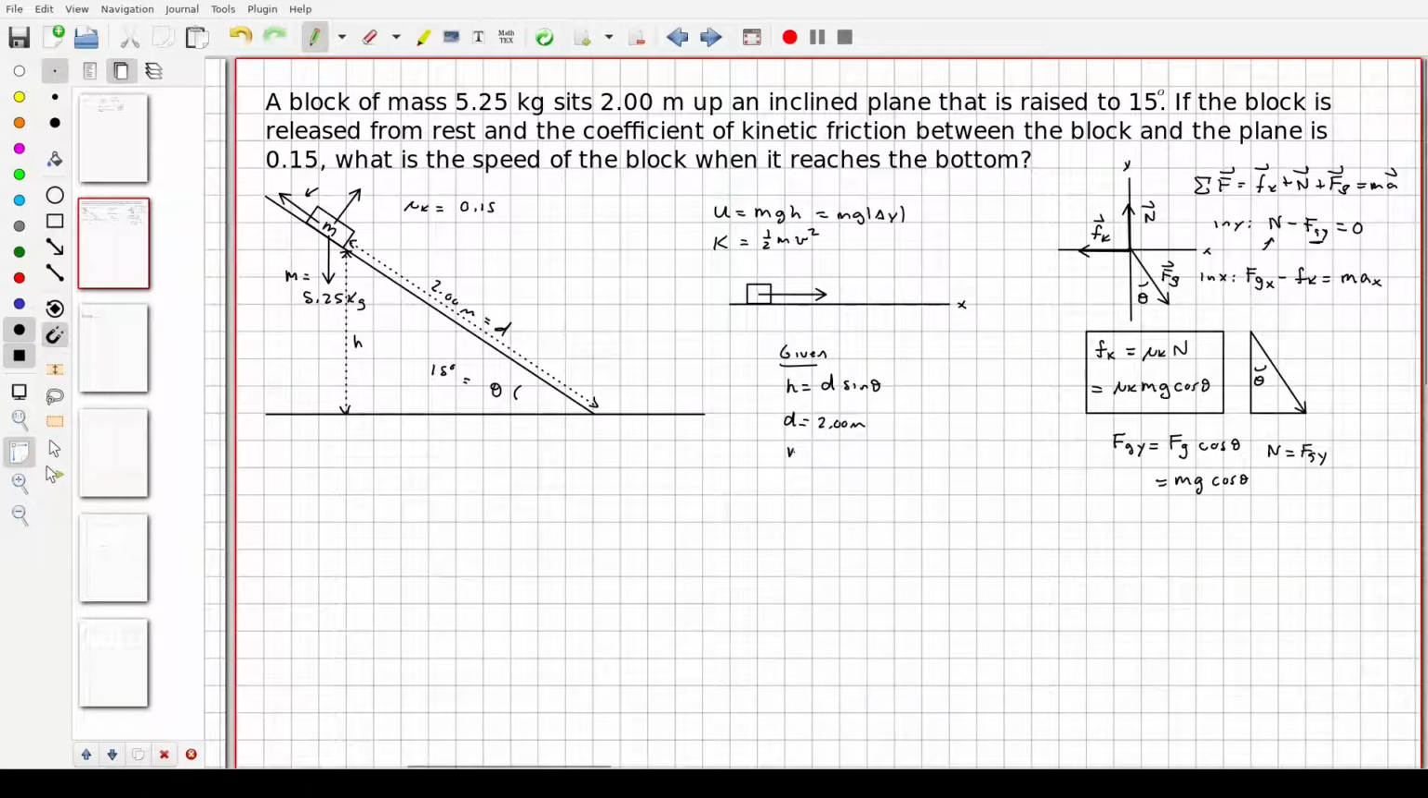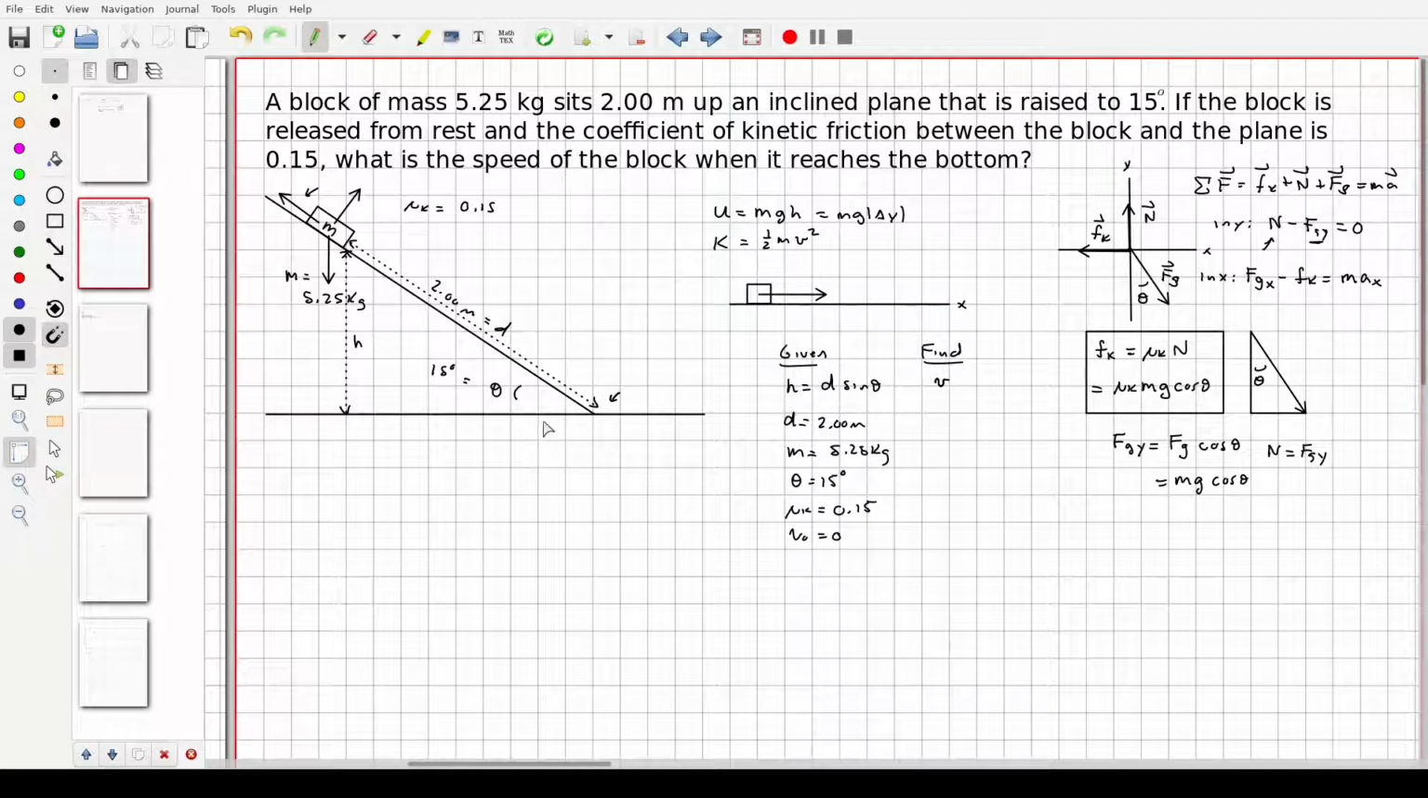Okay, now let's go ahead and write everything else in here. My mass is 5.25 kilograms. Theta is 15 degrees. The coefficient of kinetic friction is 0.15. My initial velocity, because this thing starts from rest, is 0. And I'm trying to find how fast this thing is traveling when it gets to the bottom, so I want to find v down here.